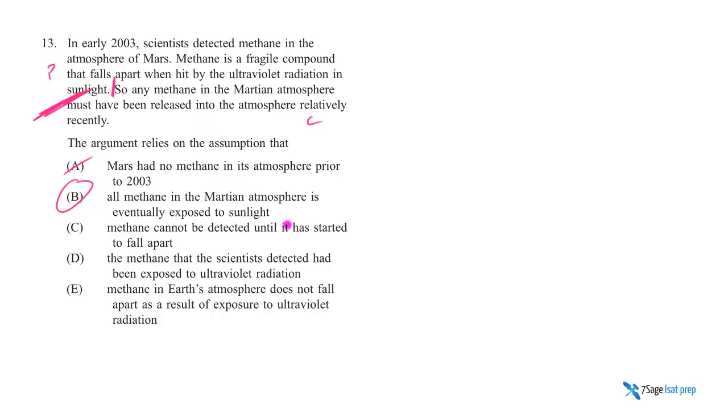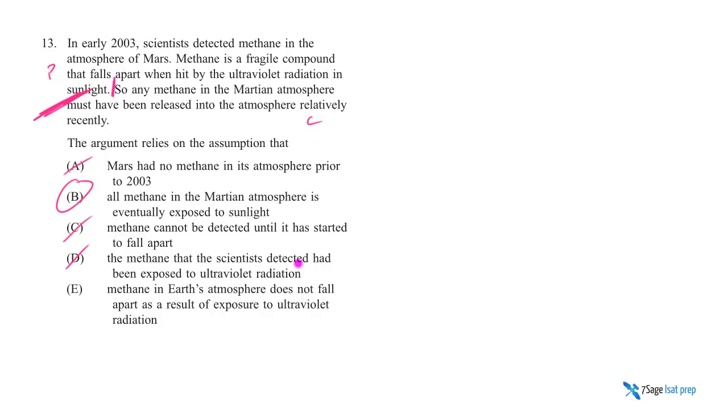C says methane cannot be detected until it starts. But why not? What if we can detect methane before it starts falling apart? That wouldn't do anything to our argument. The methane that the scientists detected had been exposed to UV. No. I mean, it could have been intact methane.